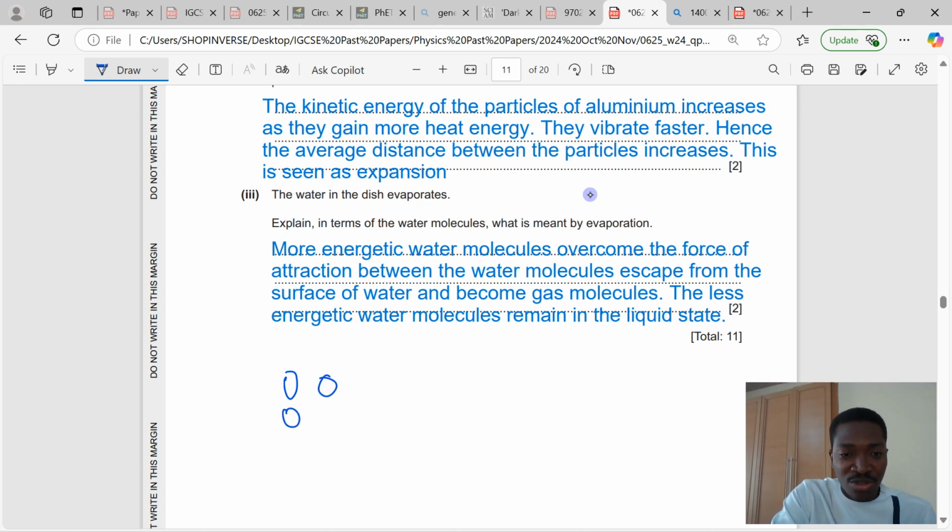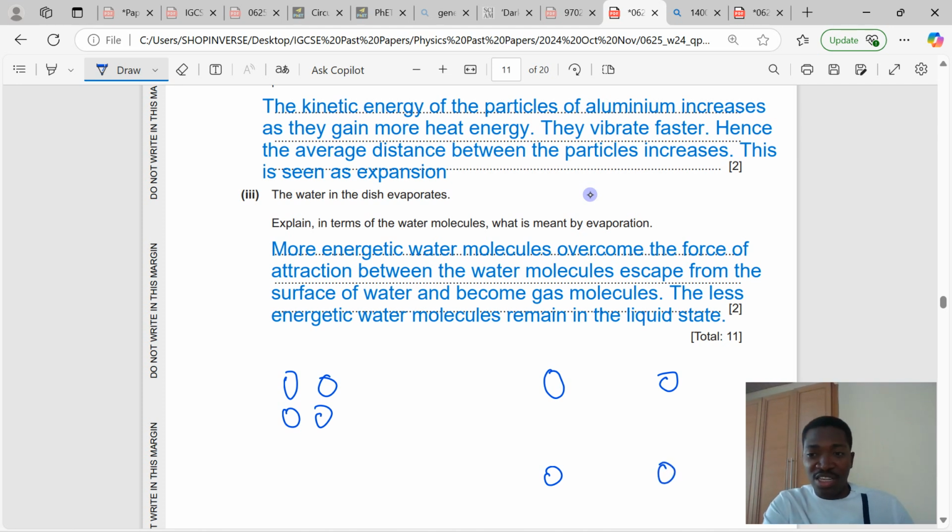Let's assume these were the particles of aluminum when the temperature was low, and when you increase the temperature, the particles vibrate faster. Distance between the particles increases. So what would you see here? You see it as expansion, okay? But in terms of particles, what is happening is that the distance between the particles is actually increasing.